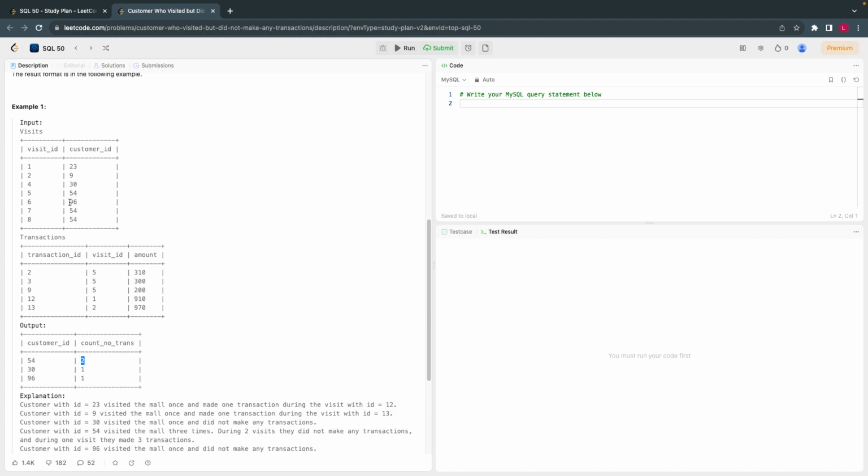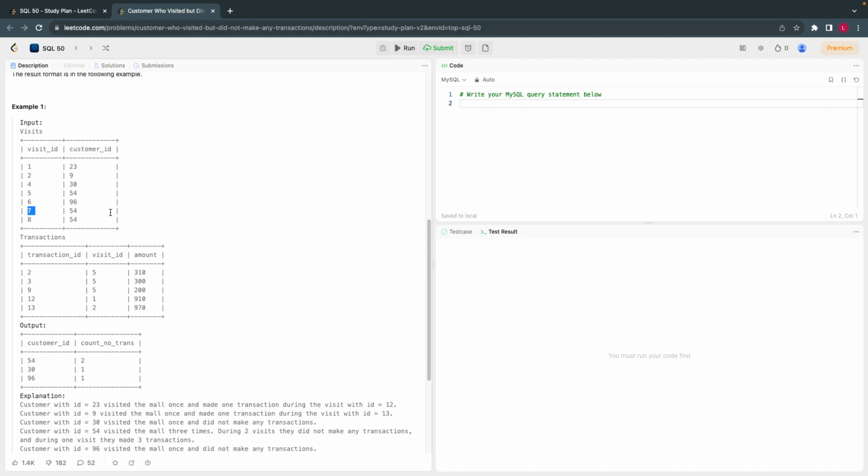So what does that mean? This customer 54, at visit ID 5, he made a transaction, okay. At visit ID 7, there is no 7 here, so basically he did not make any transaction. At visit 8, he did not make any transaction. Basically, a customer can come to the store, can walk by, can just see and go. Sometimes the same customer comes and makes a transaction.